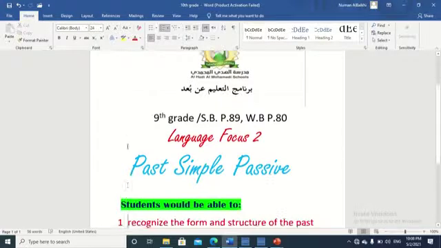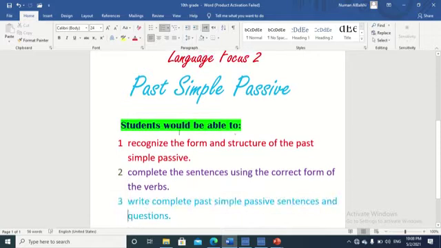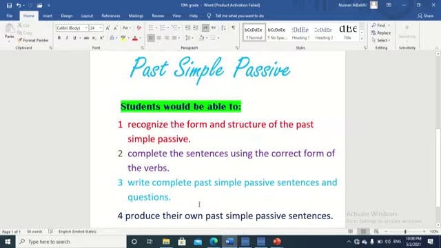For this lesson, students would be able to recognize the form and structure of the past simple passive, complete the sentences using the correct form of the verbs, write complete past simple passive sentences and questions, and of course the most important, to produce their own past simple passive sentences.